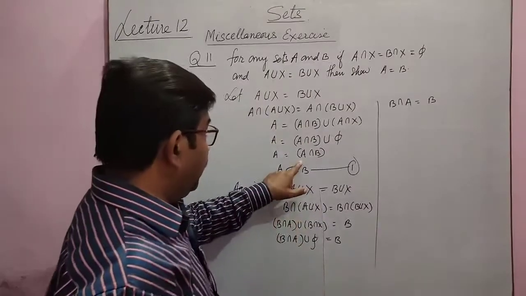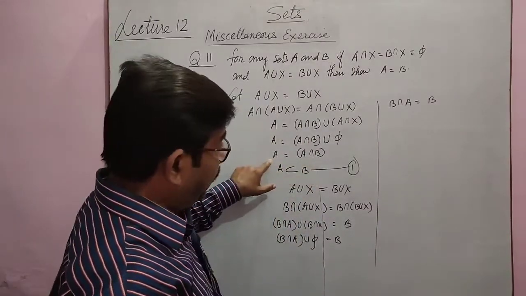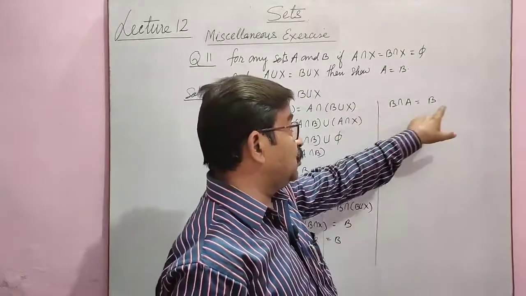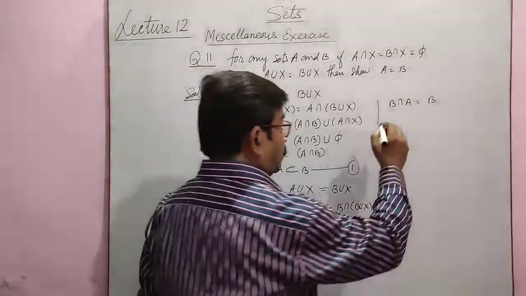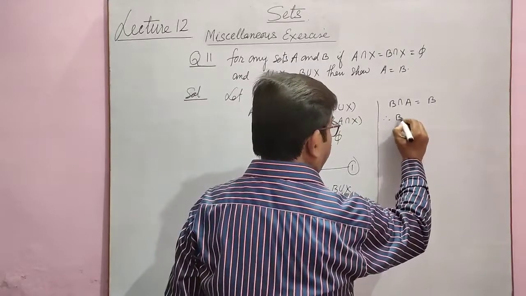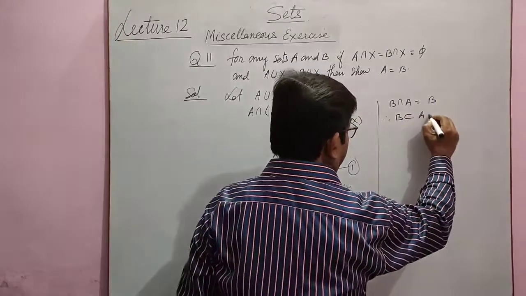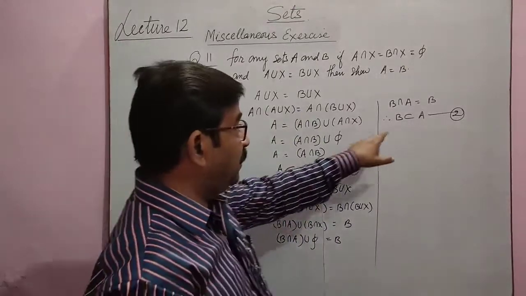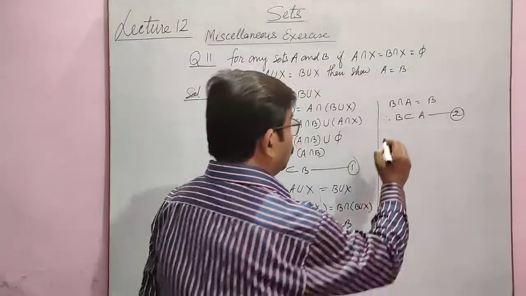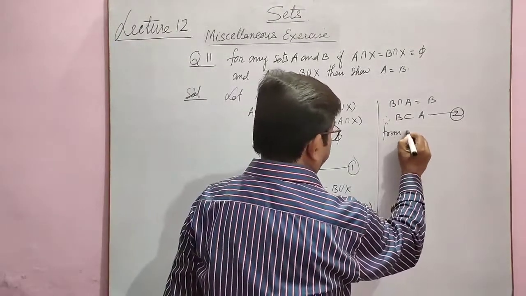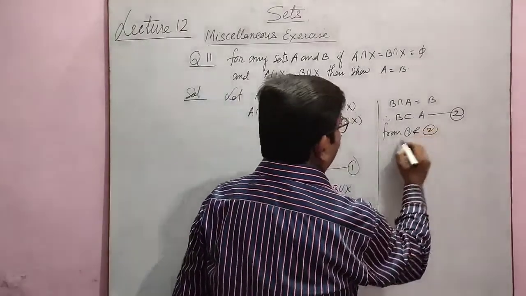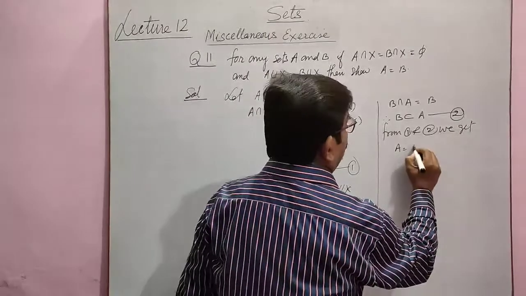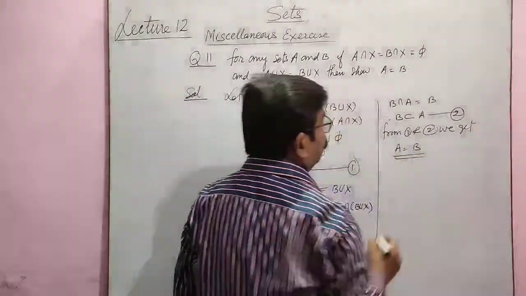Here it was A intersection B is equal to A, which means A is a subset of B. Here we have B intersection A is equal to B, which means B is a subset of A. This is equation number 2. So we have A is a subset of B, and here B is a subset of A. So from 1 and 2, we get A is equal to B. So this is how.